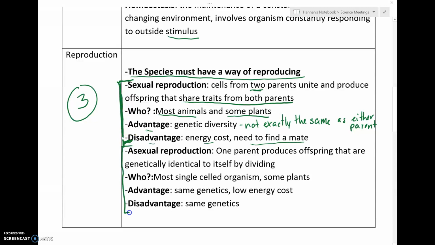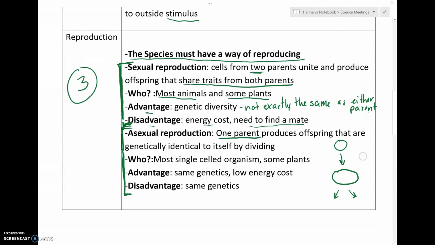Asexual reproduction is the opposite, where it only requires one parent. One parent produces offspring that are exactly identical to itself by dividing. So, essentially what happens is that a cell will grow larger over time, and once it's so large, it simply will divide into two separate smaller cells back to the original size.